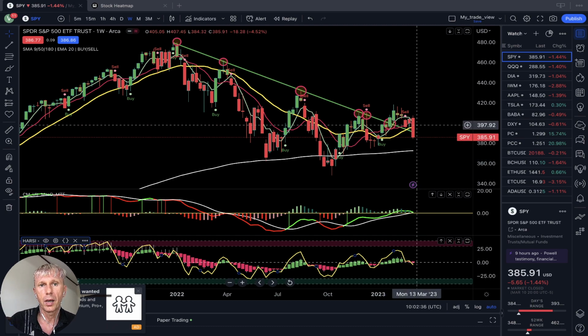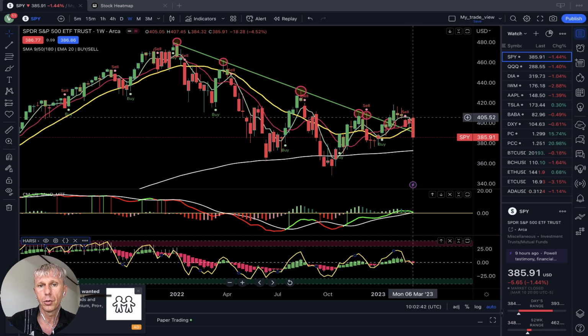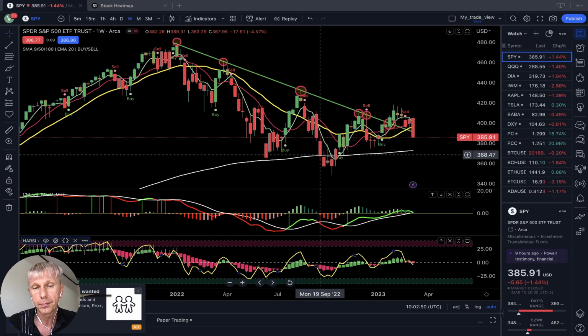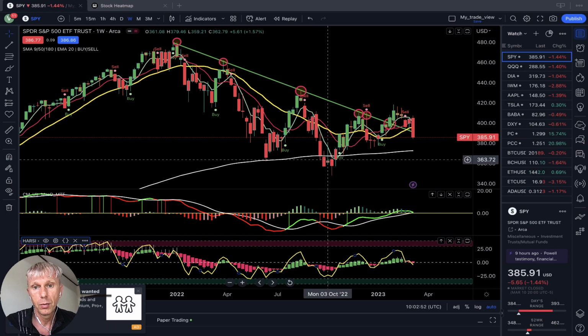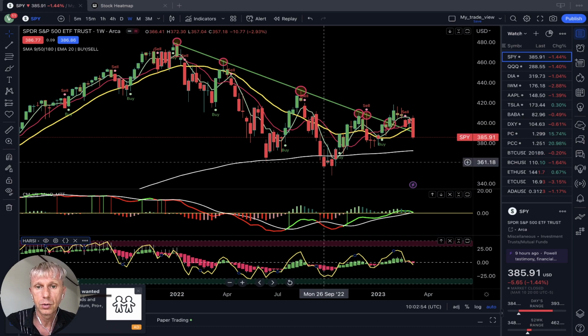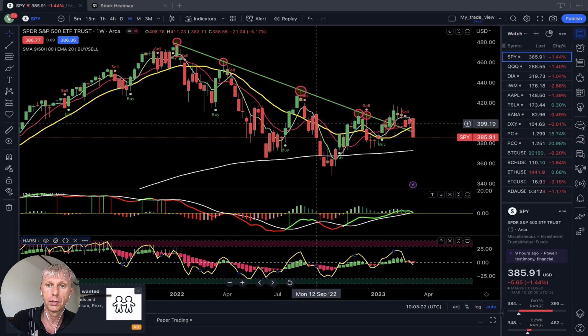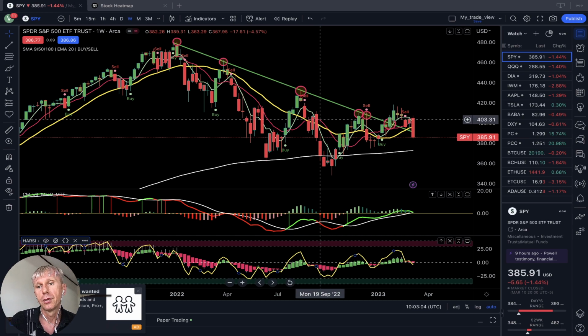Let's start with SPY on the weekly time frame. Last Friday it was negative, a huge negative week. A similar week we saw over here in September, and after that it was another negative week. Then three weeks in a row, three, four, five weeks, there was a huge sell-off from this point. We'll see if it's going to be the same or not. I don't know, but the trend is bearish.